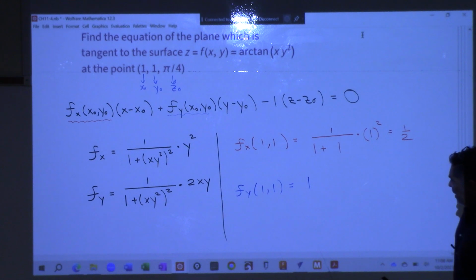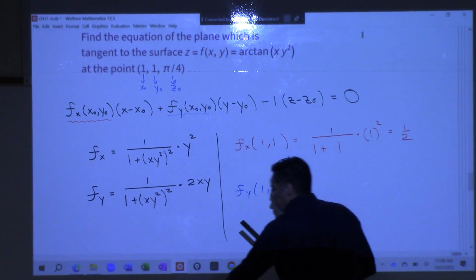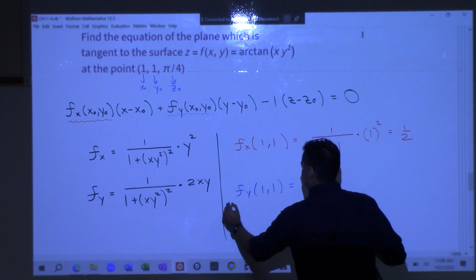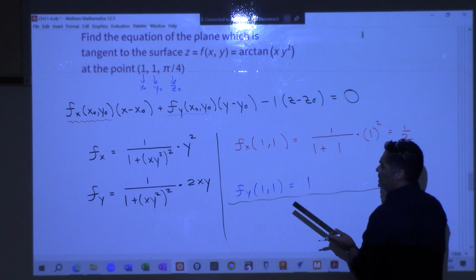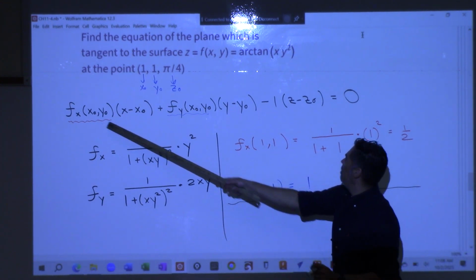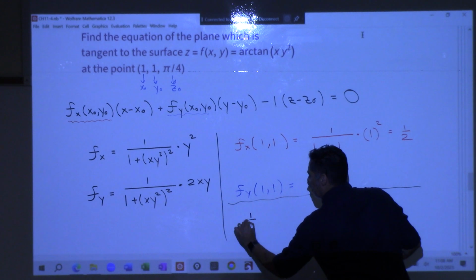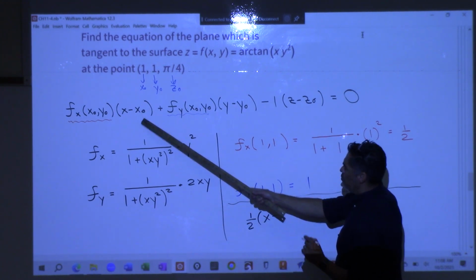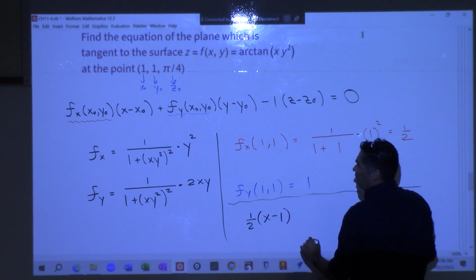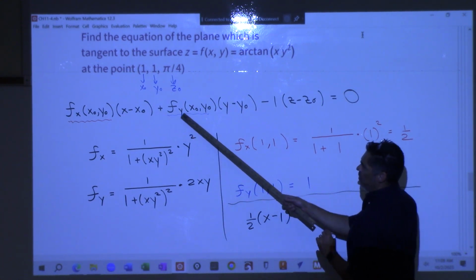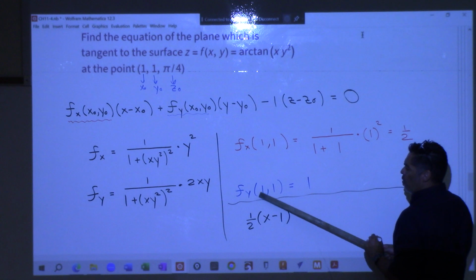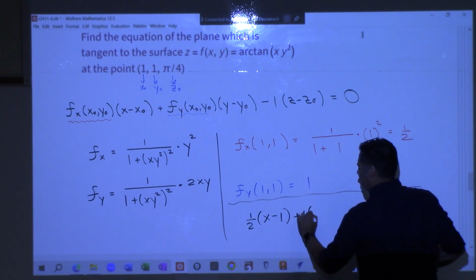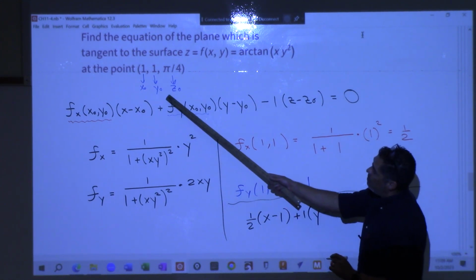So I'm ready for my final answer. Remember, this is the equation of the plane. It should be this right here, which we found to be 1/2, in front of x minus x naught, which was 1. And then plus partial of f with respect to y, evaluated at 1, 1, which was 1. So plus 1, y minus y naught was 1.